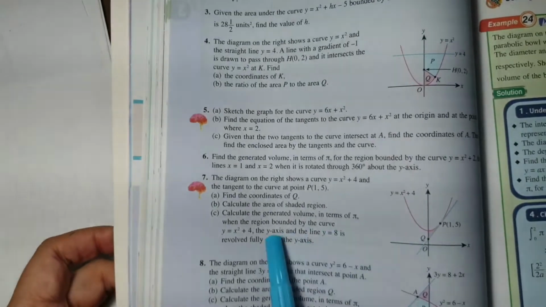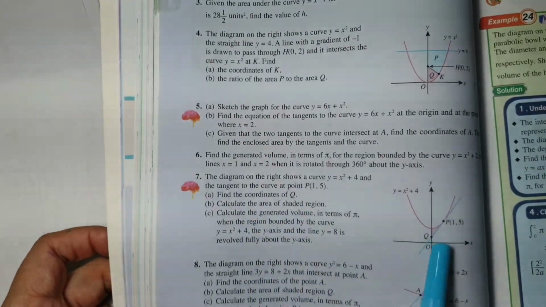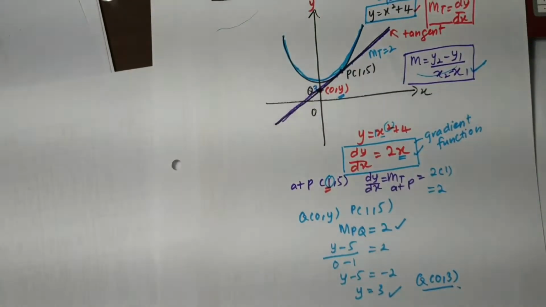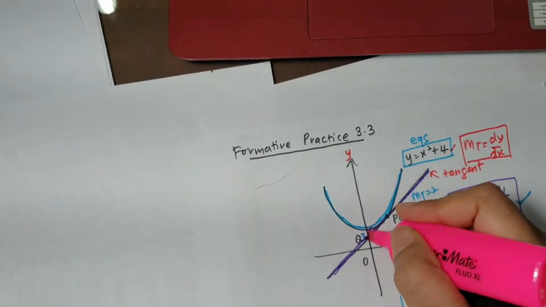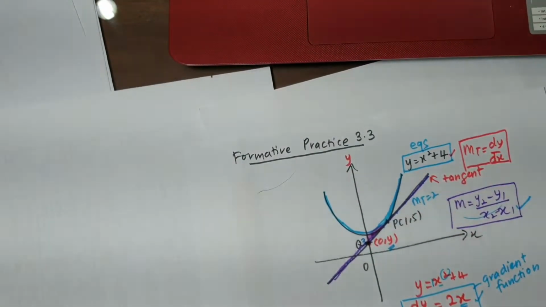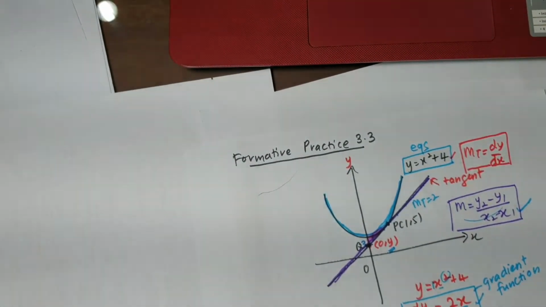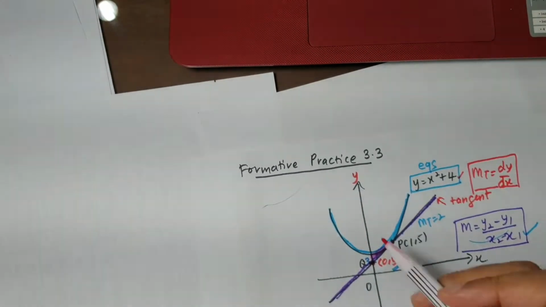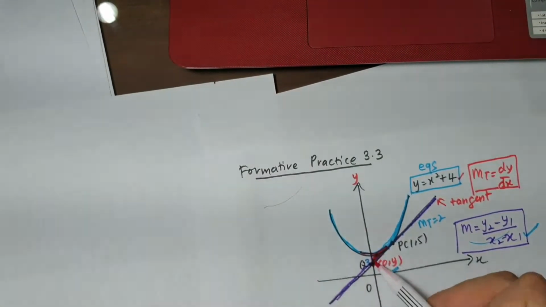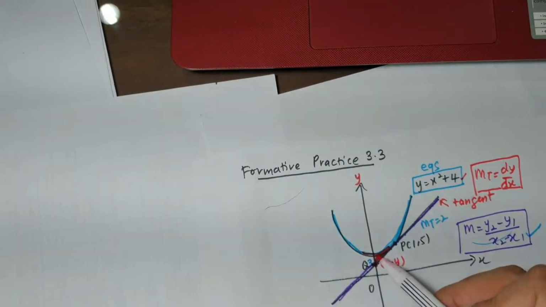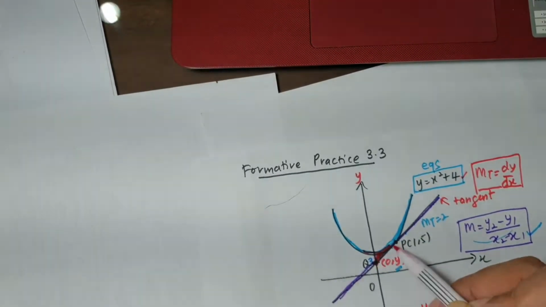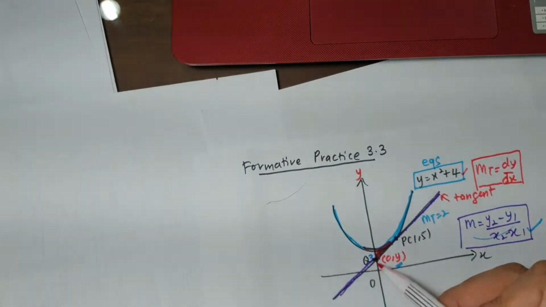Question B asks you to calculate the area of the shaded region. So this is the shaded region, this part. We can see the shaded region here is bounded by the y-axis, bounded by the curve, and bounded by the tangent to the curve at point P here.